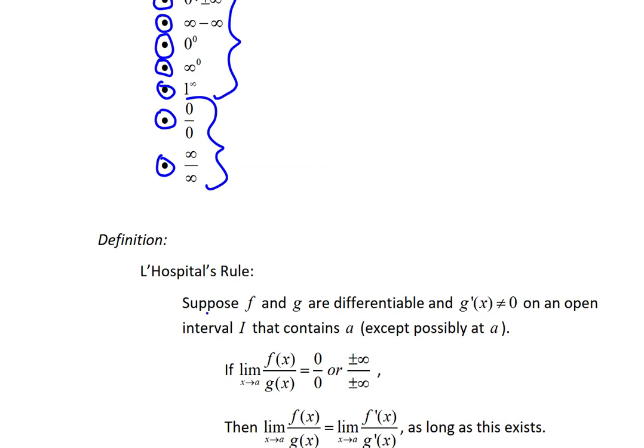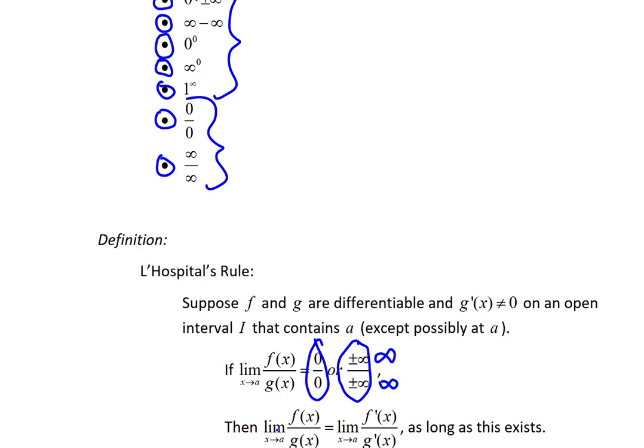L'Hopital's rule states this: suppose f and g are differentiable and g prime of x is not 0 on an open interval I that contains a, except possibly at a. If the limit as x approaches a of f of x over g of x equals 0 over 0 or plus or minus infinity over plus or minus infinity, by the way, also known as just infinity over infinity. Sometimes the plus or minus isn't always put in there, but it means the same thing here.